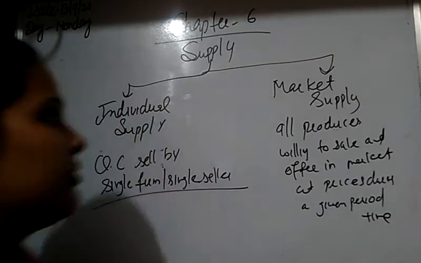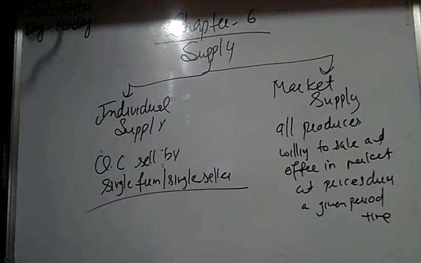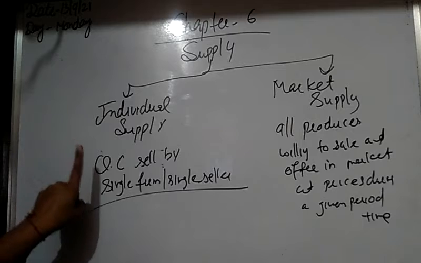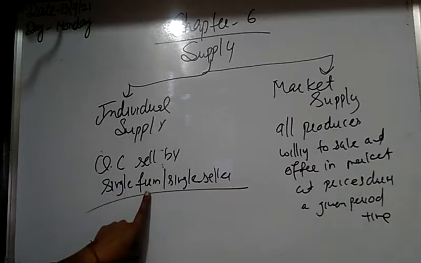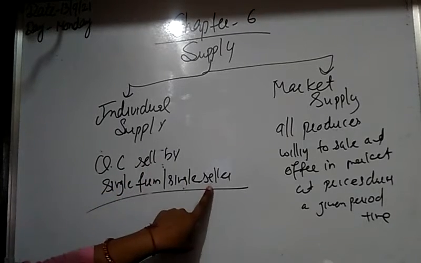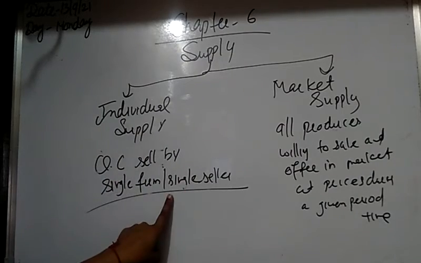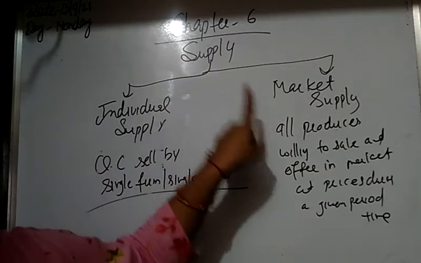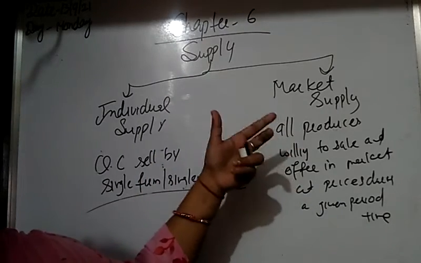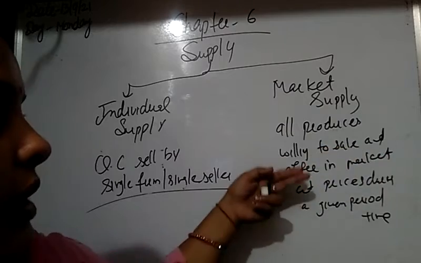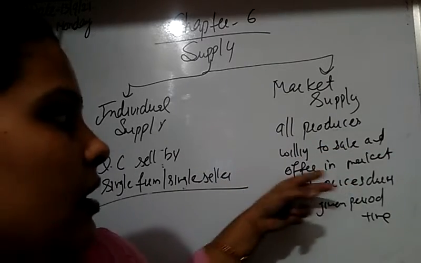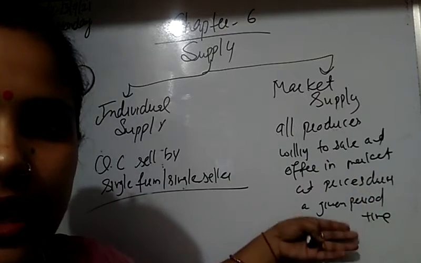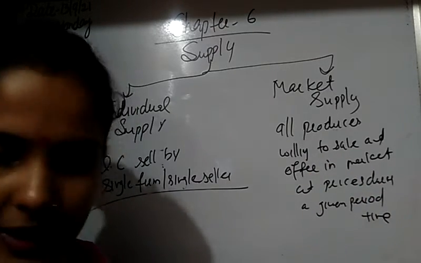Okay, students, so the difference between individual supply and market supply is: individual supply refers to the quantity of a commodity an individual seller, a single firm, is ready to offer for sale in the market. And market supply is the quantity of a commodity which all producers are willing to sell and offer in the market at different prices, but at a given period of time. Clear, students?